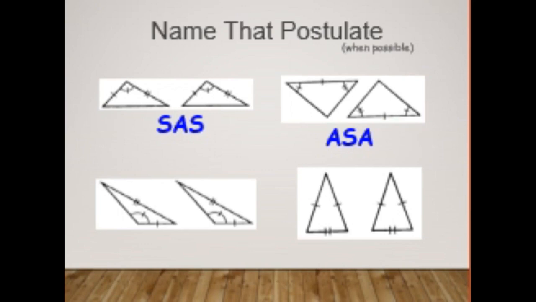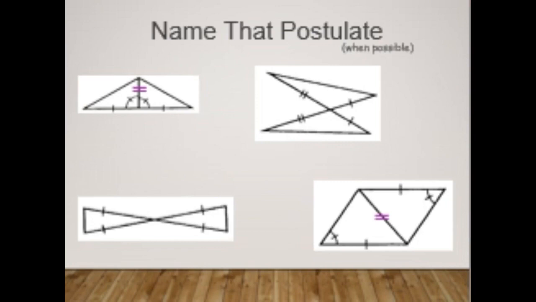Number three, okay, SSA. Remember, SSA does not work. Number four. Very good. SSS postulate. Number five. Correct. We have reflexive property and the postulate is SAS.